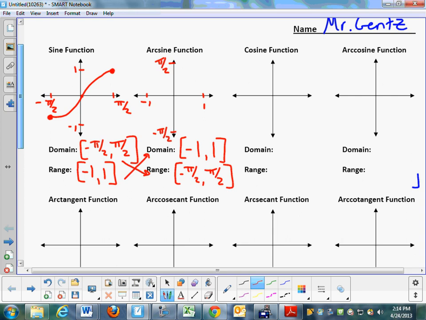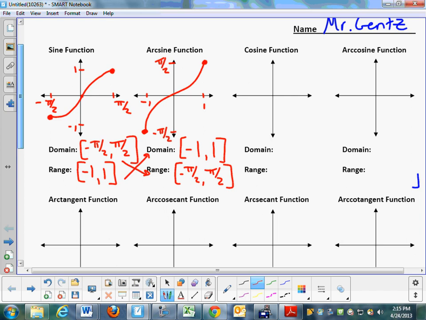So when it has a y value of negative 1, it has an x value of negative pi over 2. Those switch. So now when I have an x value of negative 1, I have a y value of negative pi over 2. When I have an x value of positive 1, I'm going to have a y value of positive pi over 2. Very good. And that's the function.